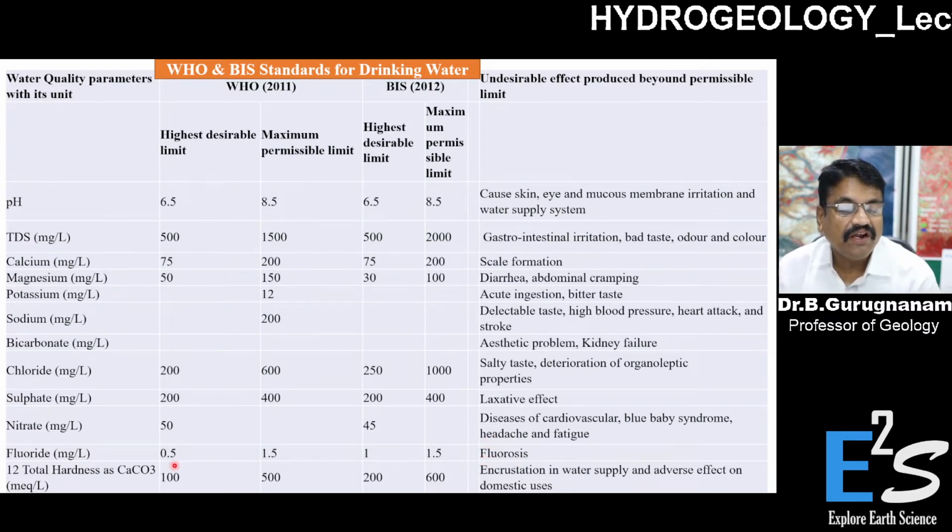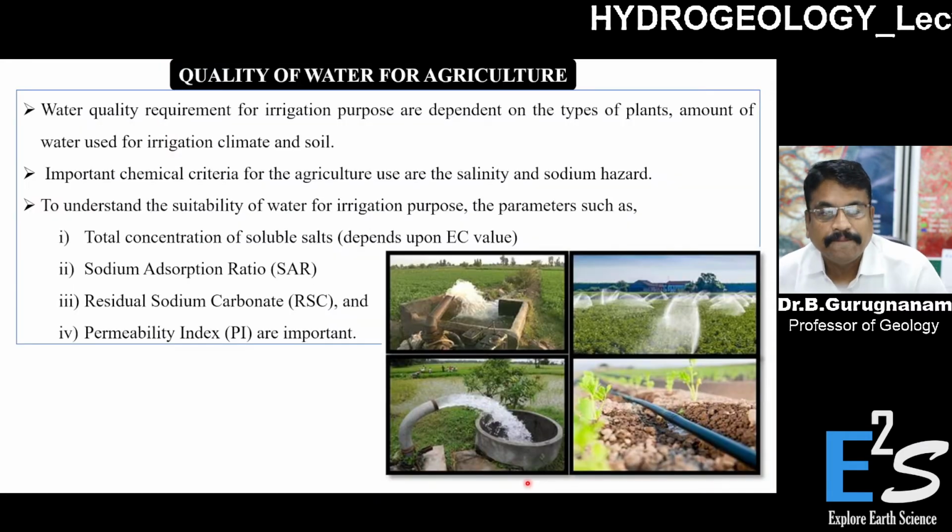And total hardness as calcium carbonate may be from 100 to 500, 200 to 600 limit given by the BIS. So encrustation in water supply and adverse effects on domestic users will also be issues in terms of water quality. And we will go to the second part after understanding drinking water issues.